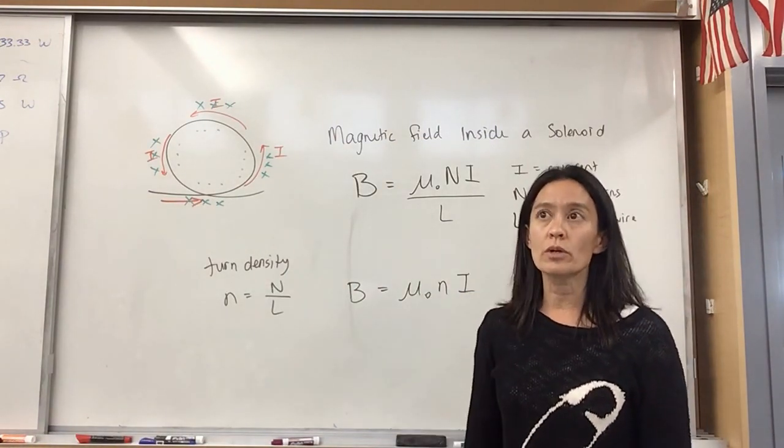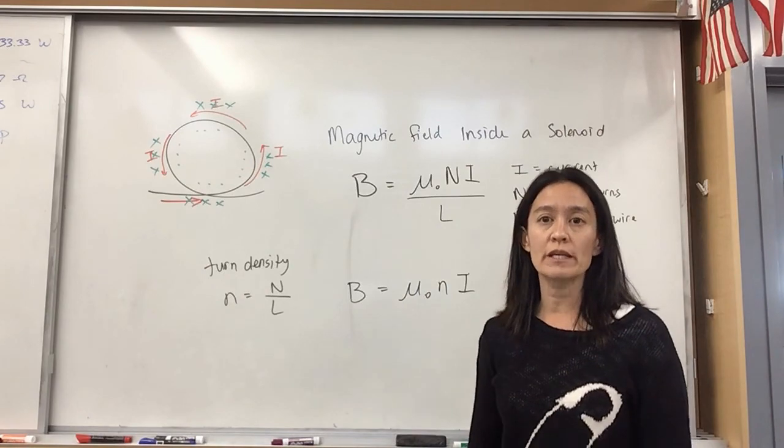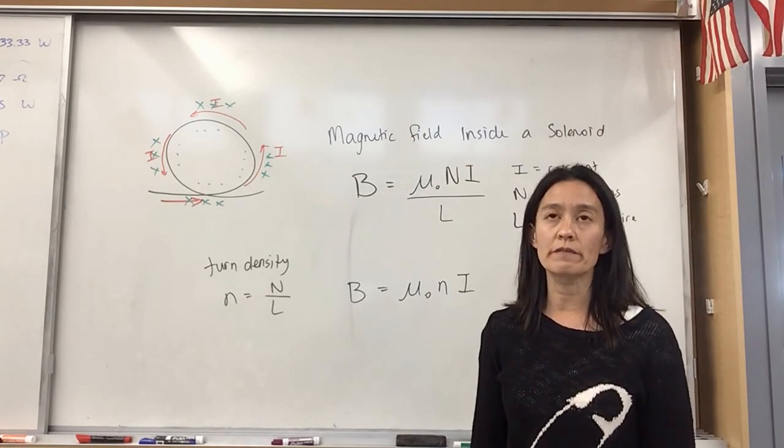So we're going to do a couple of examples of finding the magnetic field near a wire and then also finding the magnetic field with a solenoid.